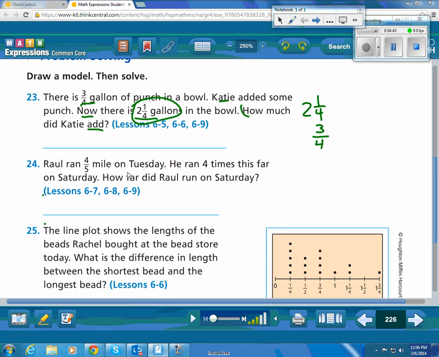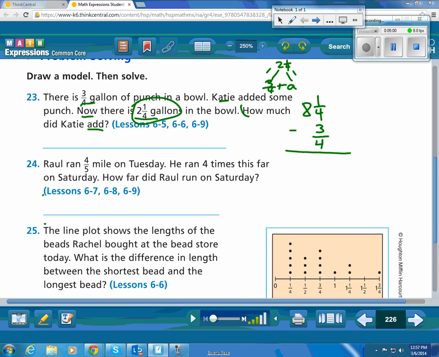If I did a math mountain, it would look like this. 2 and 1/4. And then I had 3/4. And I had some that I added. Okay, you always subtract going down and you add going across. So I'm going to subtract.